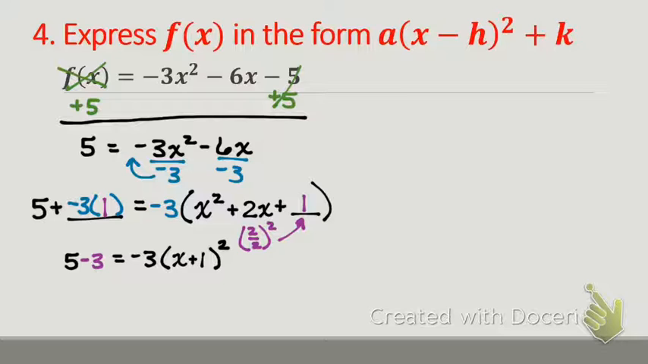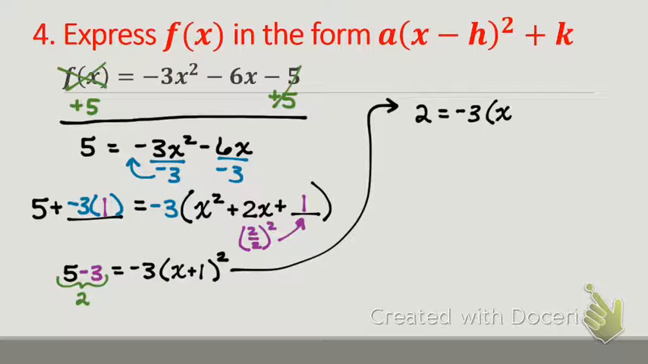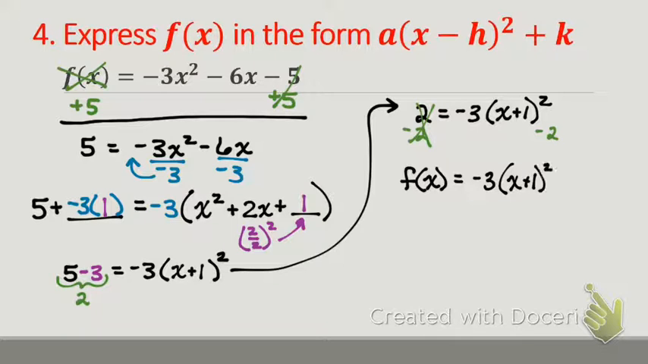How does the left hand simplify? 2. I want to get that to the other side though, right? So what do I need to do? Subtract it from both sides. And then I can rewrite it with my function notation. So f of x is equal to -3 times x plus 1 squared minus 2.